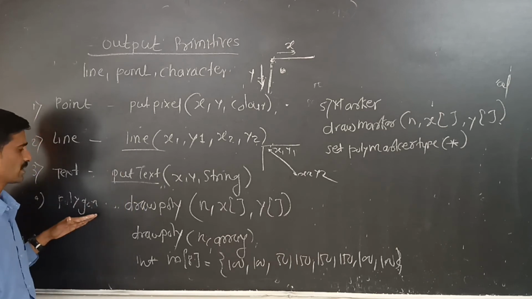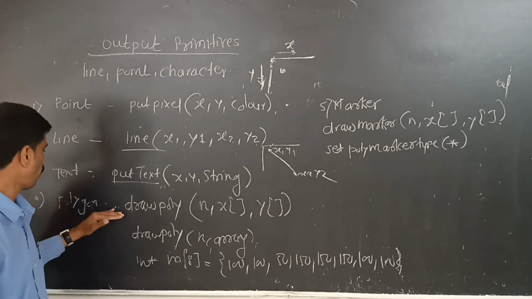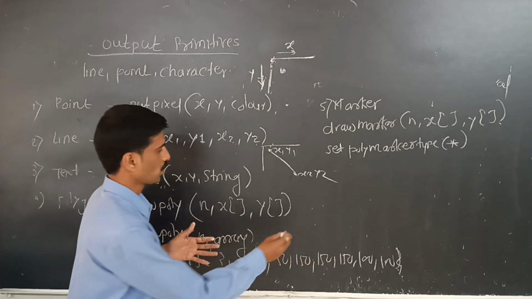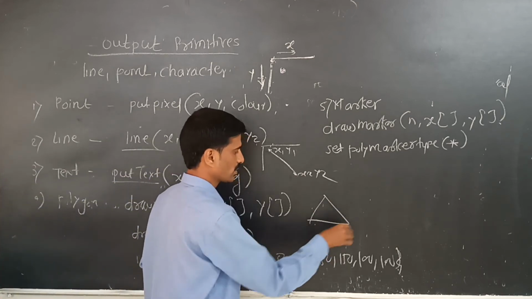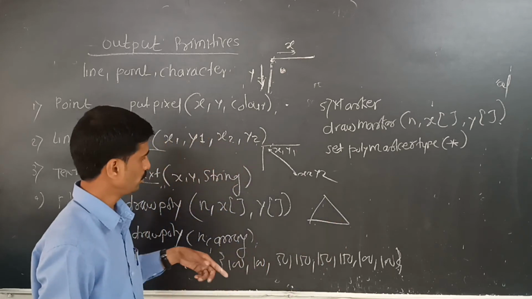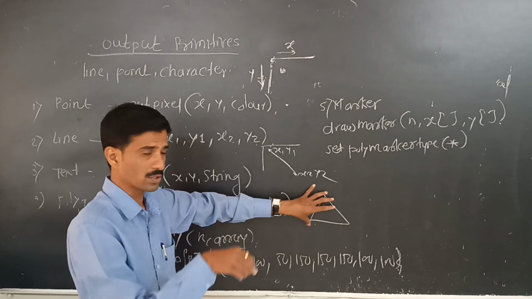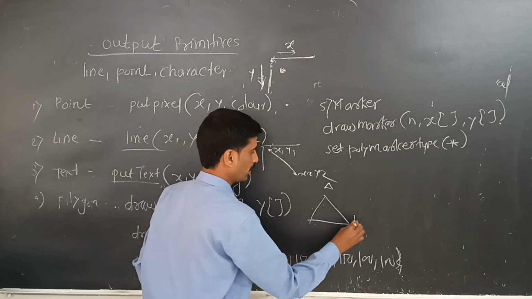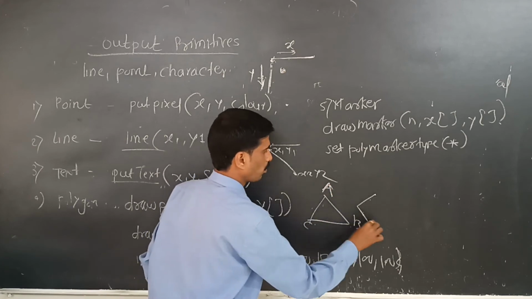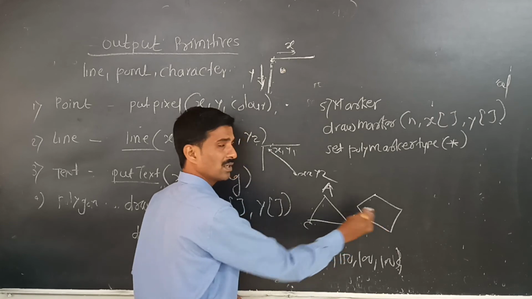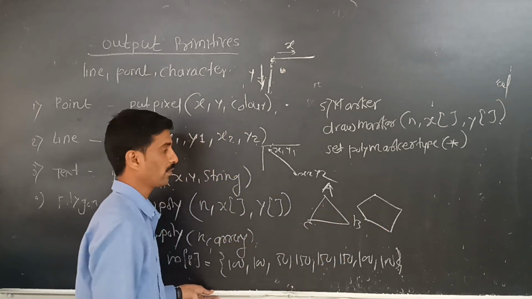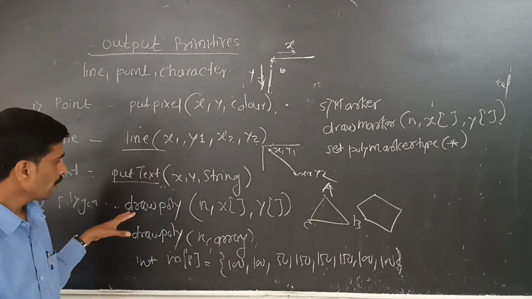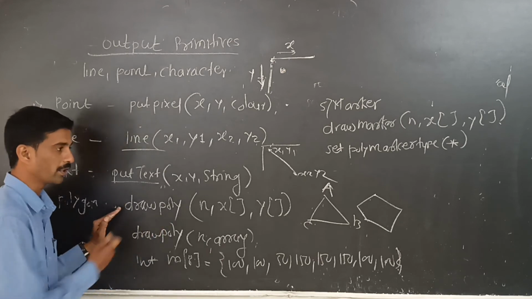Then next is polygon. In the polygon, what does it mean? It is a closed figure like this. This is a triangle. Okay, this is one type of polygon. If I want a closed figure, here the starting and ending point are the same. A, B, C. So you can call this a polygon. Any closed figure where the first point and last point are the same. In this, the function used is draw poly.